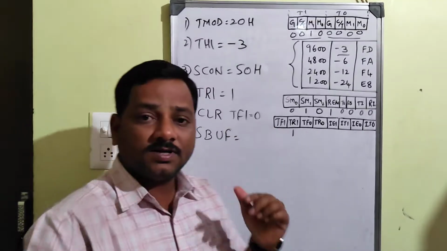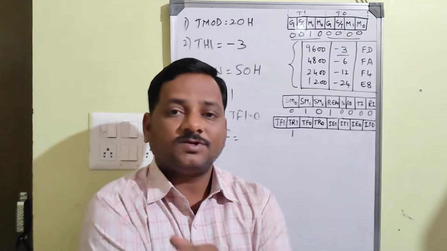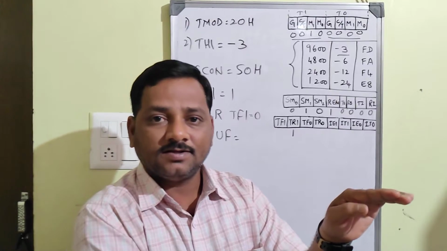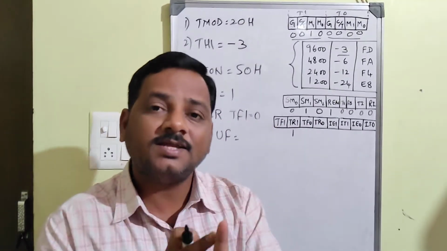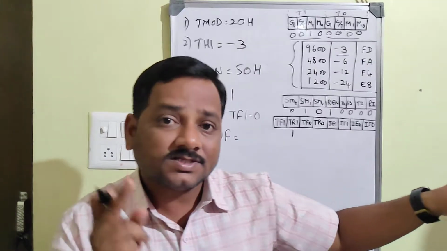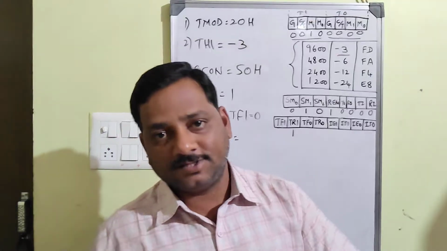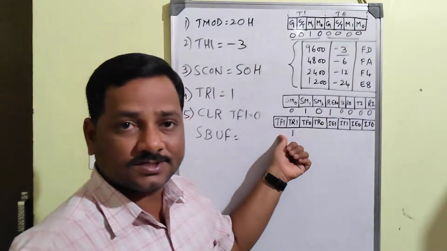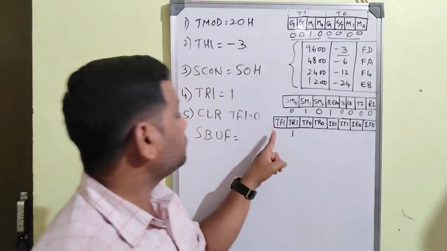See, TF1 is nothing but, whenever the data is transferred completely, after completion of the transfer of one byte, the TF1 flag will become high. So when it is high, it indicates that the data is transferred. Next, if you want to transfer another data, then you can put it into S buffer so that it can transfer it. So this is just an indication. Initially we will make it 0, and whenever the data is transferred, it will automatically become high.